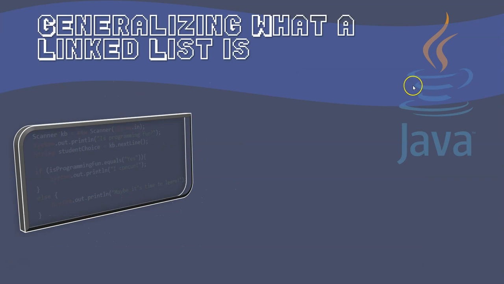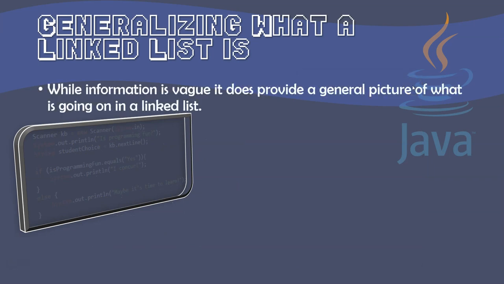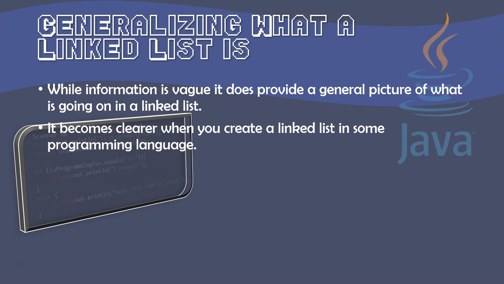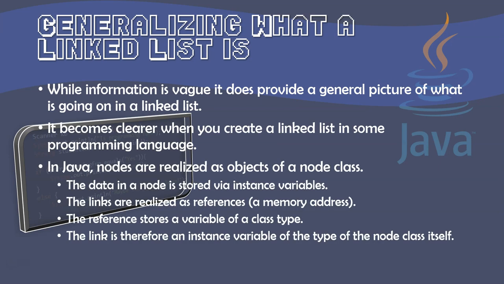Now, when we start generalizing what a linked list is, looking at this example, it's a little vague what is actually happening or what kind of coding we need to do with the linked list. It becomes a lot clearer when we start looking at a linked list in some programming languages. In Java, the way this is handled, nodes are objects of a node class. The data in a node is then stored via instance variables. The links are then realized as references, or memory addresses. The reference stores a variable of a class type. And the link, therefore, would be an instance variable of the type of the node class itself.